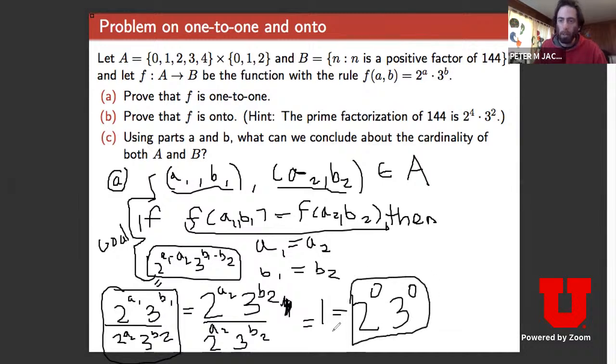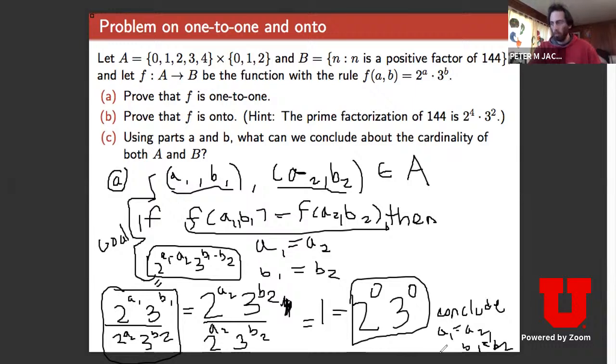And prime factorizations are unique, and 2 and 3 are unique. And this is a prime factorization. And that means that the powers on the left-hand side have to match the powers on the right-hand side. So that means that a1 minus a2 is 0, and b1 minus b2 is 0. And so we would conclude exactly what we wanted to conclude, which is that a1 equals a2 and that b1 equals b2. So that's part A. We've just shown that f is 1-to-1.